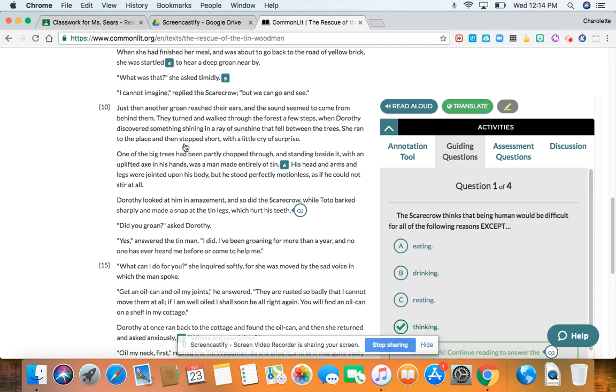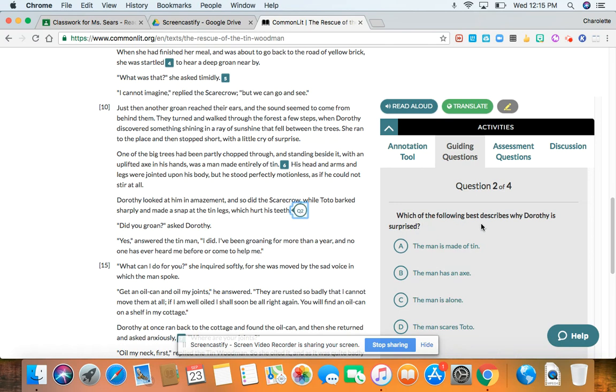She ran to the place and then stopped short with a little cry of surprise. One of the big trees had been partly chopped through, and standing beside it with an uplifted axe in his hands was a man made entirely of tin. Tin meaning a type of metal. His head and arms and legs were jointed upon his body. That means attached. But he stood perfectly motionless, as if he could not stir at all. Dorothy looked at him in amazement, and so did the scarecrow, while Toto barked sharply and made a snap at the tin legs, which hurt his teeth.